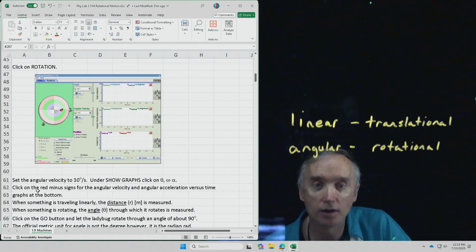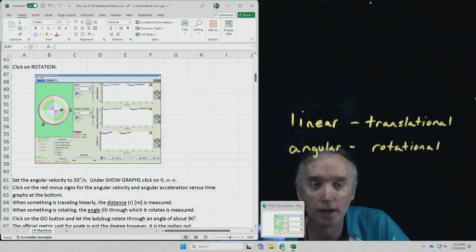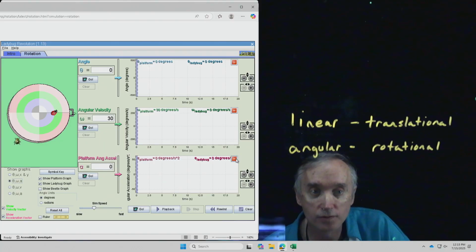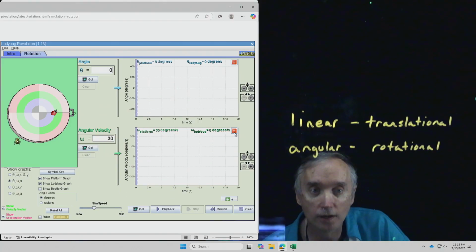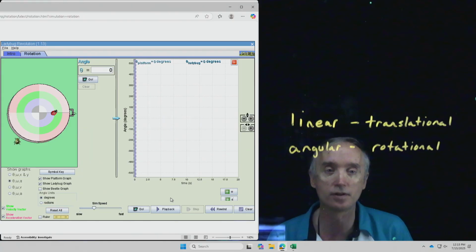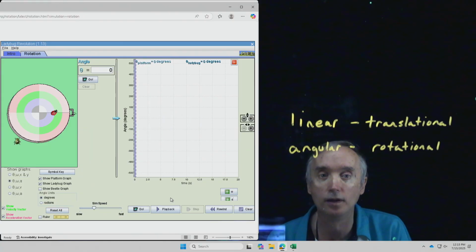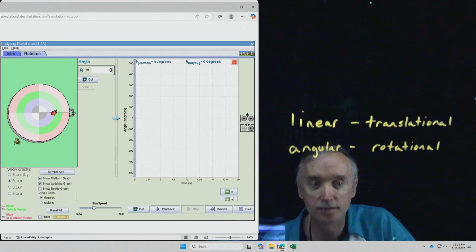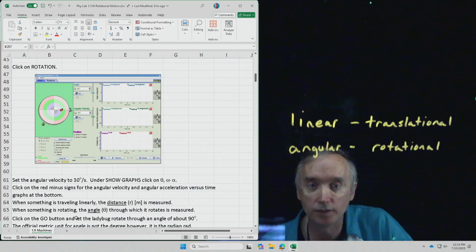It says click on the red minus signs for the angular velocity and the angular acceleration versus time graphs. So we're going to go back to here, click on the minus sign for this one, and then click on the minus sign for this one. Well, that looks much better. So now we're just looking at one of the graphs.